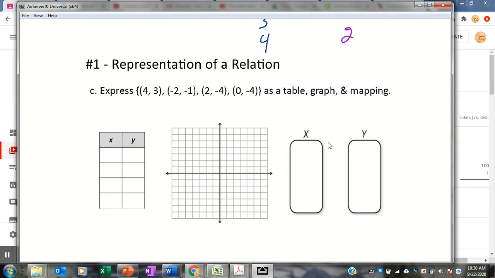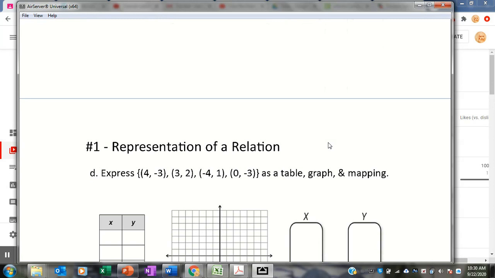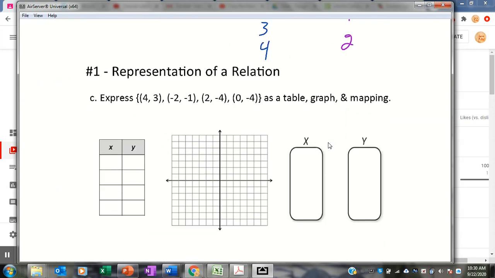Okay, moving on to number 1, part C. Number 1, part C asks you to express, and then they give you 4 different ordered pairs as a table, graph, and mapping. So let's get started. When we write in the table, it's just a matter of writing the ordered pairs. 4, 3, that was the first one. The next one right here, -2, -1. The next one is 2, -4. And the last one is 0, -4.